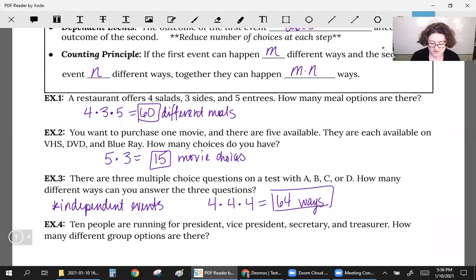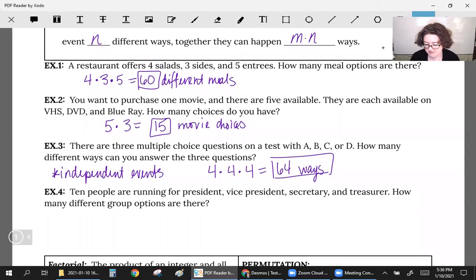So 10 people are running for president, vice president, secretary, and treasurer. So 4 offices that need to be filled. So if somebody gets elected for president, they can't also be vice president, secretary, treasurer. Again, there may be some situations in real life where that might be the case, but honestly, you're going to have enough work holding one office rather than doing multiple office responsibilities. So these are dependent events.